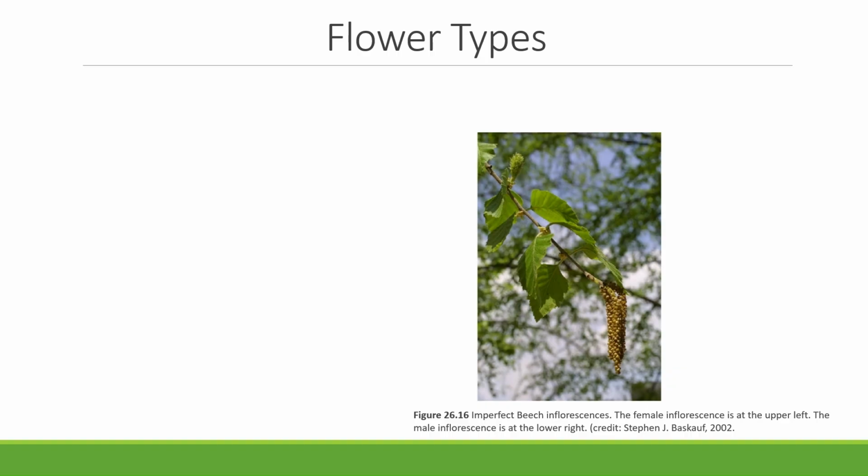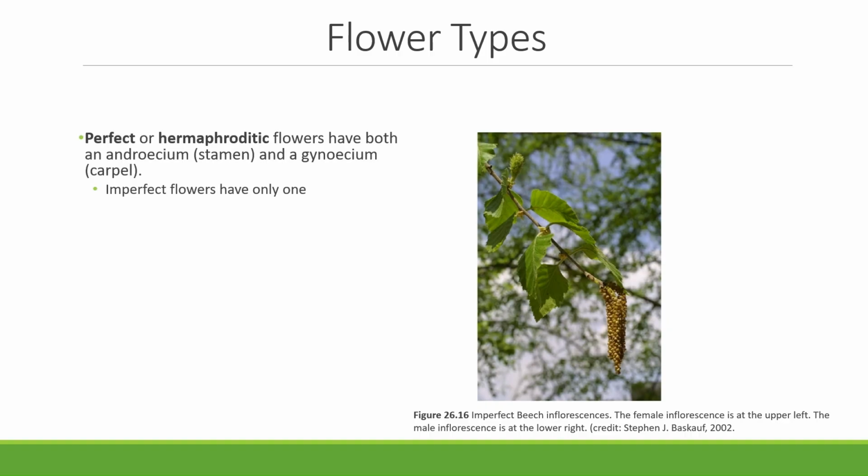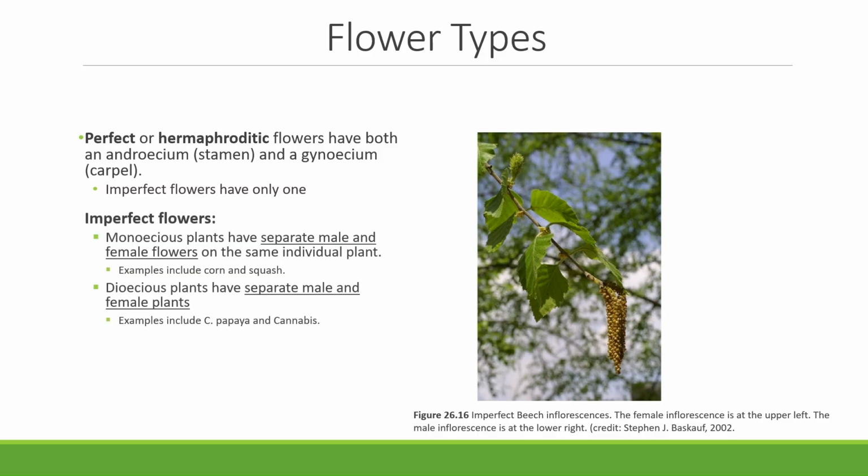Not every flower looks like the perfect flower we examined earlier. Flowers can be classified by whether they contain both sex organs or only one. Perfect flowers have both the carpel and the stamen on the same flower, so they are technically bisexual flowers. Imperfect flowers have either male or female parts, but not both. If a plant produces separate male and female flowers on the same individual, we call the plant monoecious. If the male and female flowers occur on entirely different plants, the species is called dioecious.